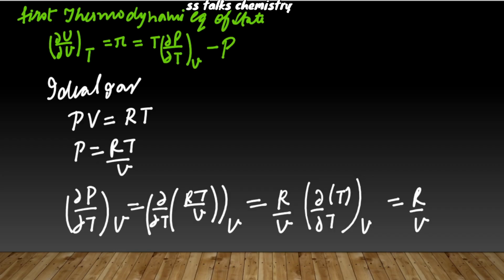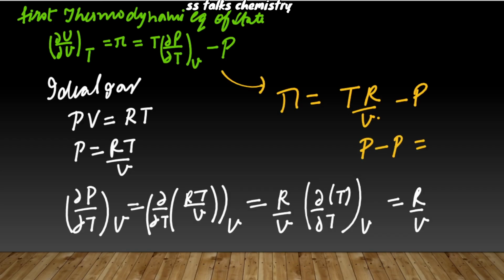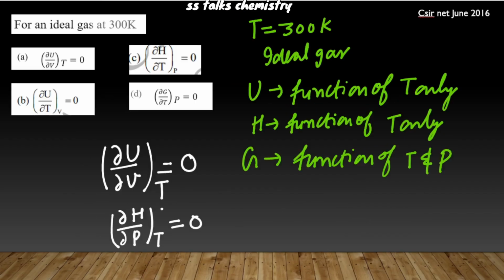Now just substitute this in the above equation. So my pi will be equal to temperature into R upon V minus the pressure. So you see RT upon V is nothing but your pressure only. So pressure minus pressure is equal to 0. So you can see that del U by del V at constant temperature for ideal gases is equal to 0. Right. So from this equation we can say del U by del V at constant temperature is equal to 0. Option A is my right answer.